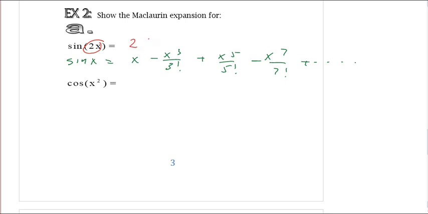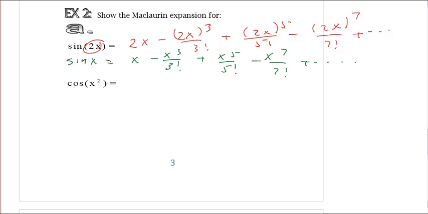So that would make 2x minus 2x cubed over 3 factorial plus 2x to the 5th over 5 factorial minus 2x to the 7th over 7 factorial plus dot dot dot. So there it is. I didn't have to do the Taylor centered at 0. I could just use something that's similar and reevaluate the x's. Okay, let's try the next one.